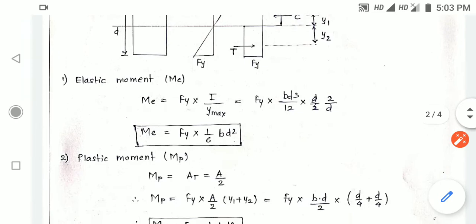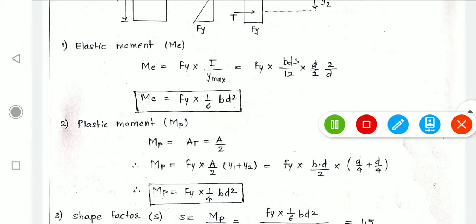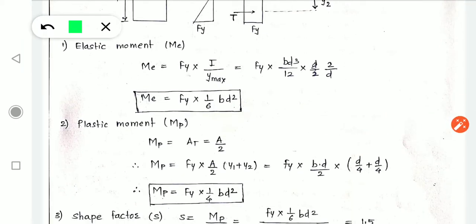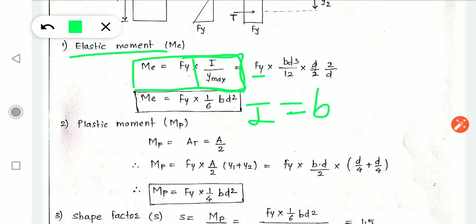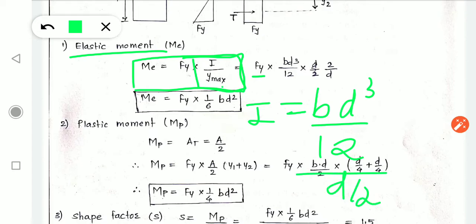Understood? Now let's try to solve the problem. What is the first step? First step is to calculate the elastic moment. So we take the formula for elastic moment, and elastic moment is Fy into I by Y. What is the I for a rectangular section? BD cube by 12. Divide by what? Y max. What is the Y max for a rectangular section? It is D by 2, which I wrote in reverse, 2 by D over here.